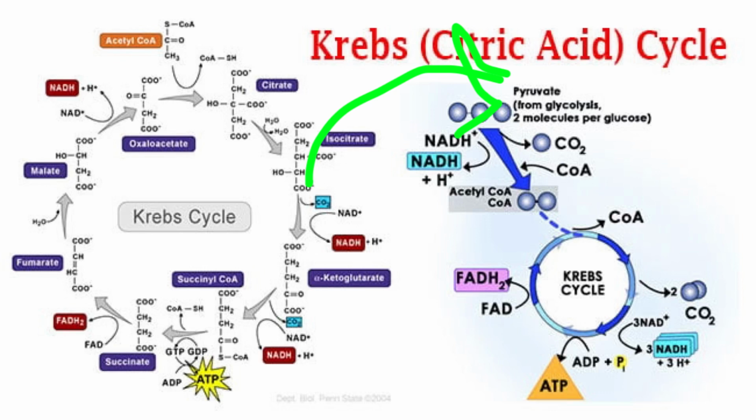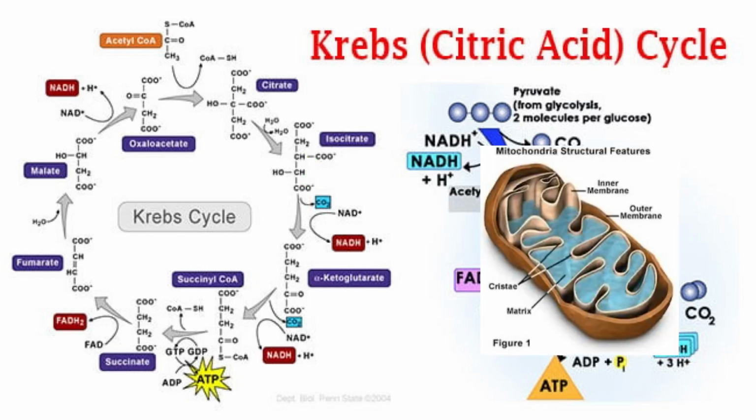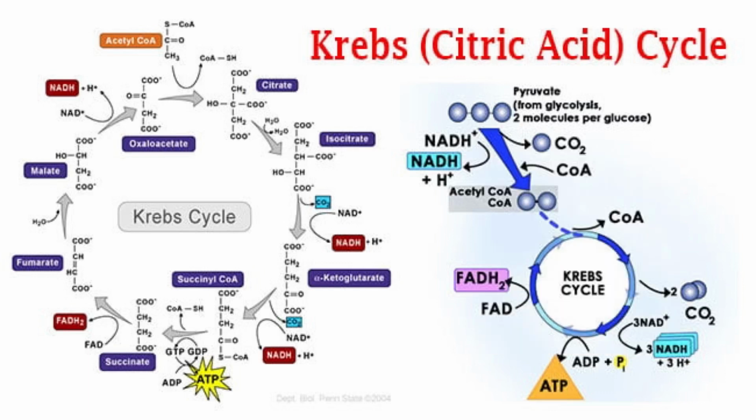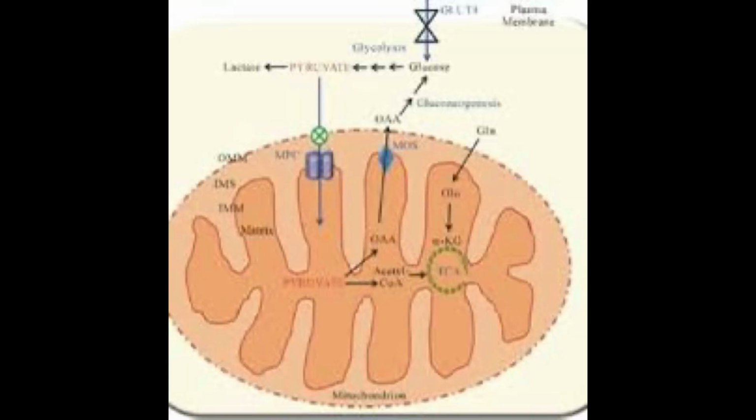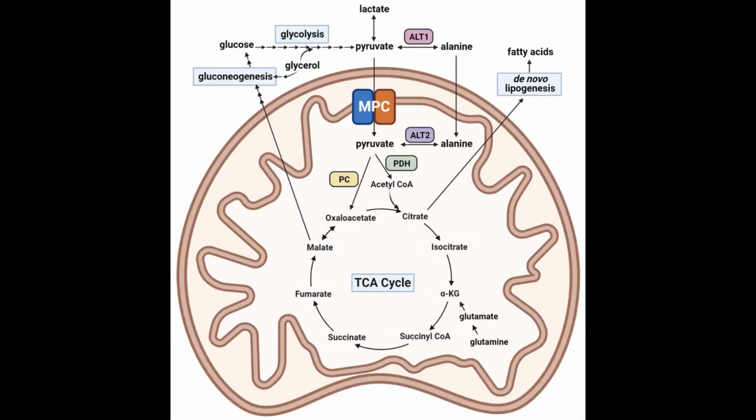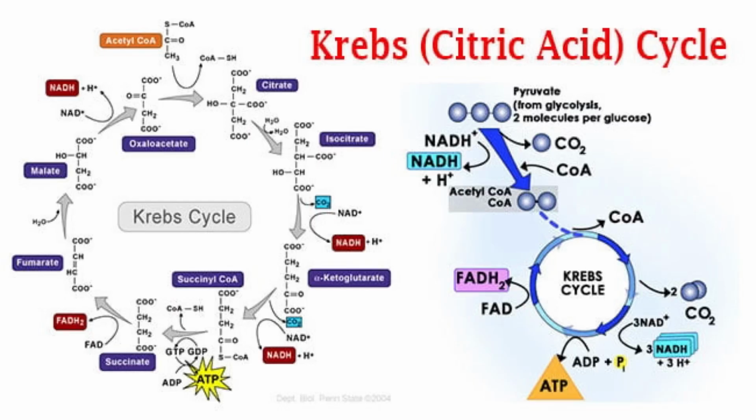The pathway of pyruvate: entry into the mitochondrial membrane. Pyruvate transporter, MPC. Pyruvate's entry into the mitochondria is facilitated by a protein known as the mitochondrial pyruvate carrier, MPC. The MPC is located in the inner mitochondrial membrane and is responsible for transporting pyruvate from the cytoplasm into the mitochondrial matrix. Regulation of the pyruvate transport: the MPC is regulated by various factors, including the mitochondrial membrane potential and the availability of cofactors like nicotinamide adenine dinucleotide, NAD+.